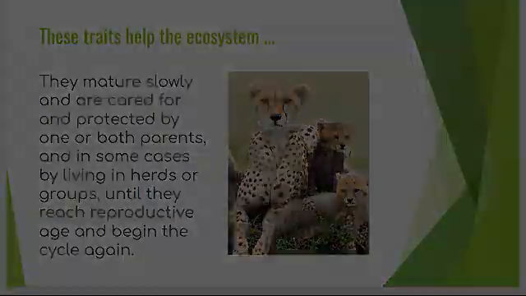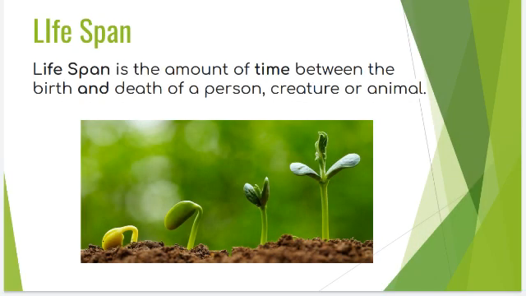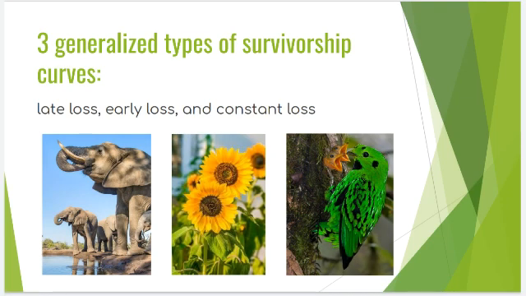again. Now, talking about lifespan, lifespan is the amount of time between the birth and the death of a person, a plant, a creature, or animal. There are three generalized types of survivorship curves. These are late loss, early loss, and constant loss.